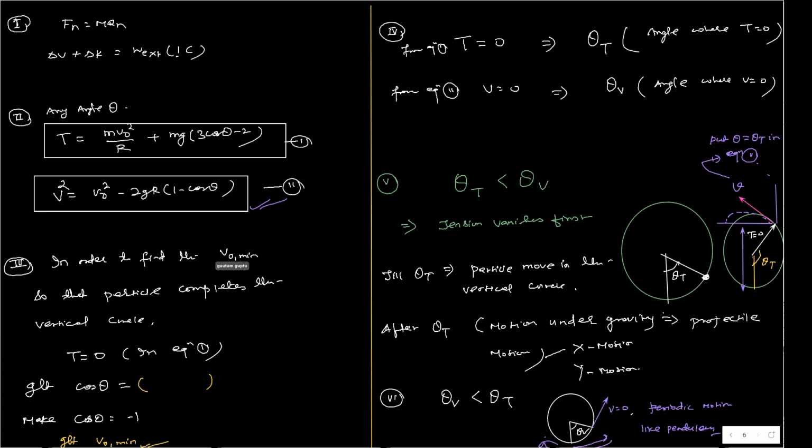So you have to analyze whether this vanishes first or that vanishes first. And then you can analyze whether the particle will complete the circle or will not be able to complete the circle. This is the summary of this motion in a vertical circle.